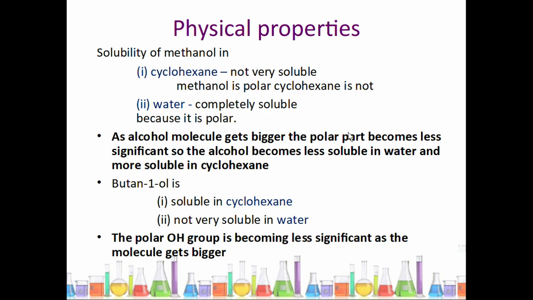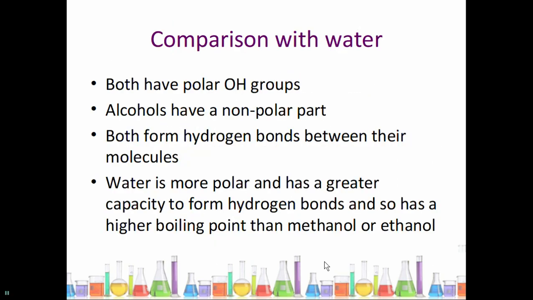So what that's saying is, as your carbon chain, which is non-polar, gets longer and longer, that starts to take over and cancel out the polar OH group. And so what happens then when we get up to butanol, so 4 carbons, butanol is soluble in cyclohexane because it's got a longer non-polar carbon chain, and it's not very soluble in water because water is polar, and now the polar OH group is less significant because the non-polar part of the molecule is much bigger.